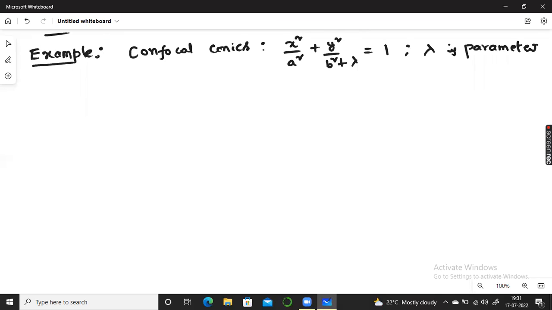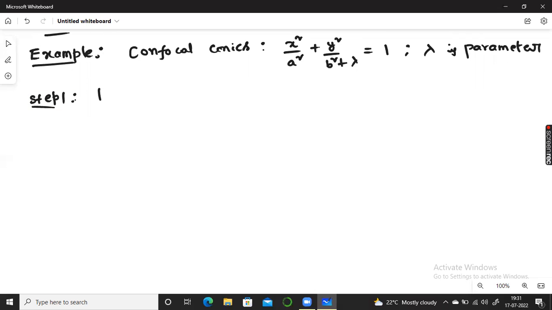Now you have to identify the family of curves, or you have to find the family of curves which is perpendicular to the given curves. Perpendicular to the given curves. Now step 1 I am doing. What is step 1? You have to form a differential equation.